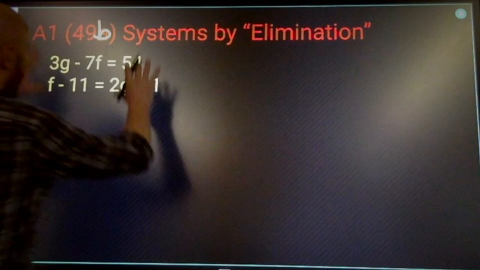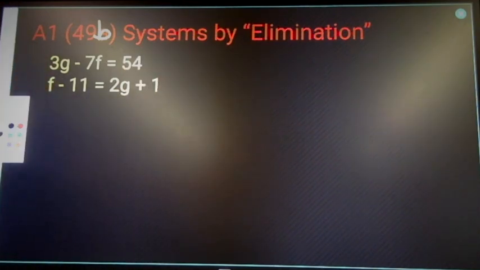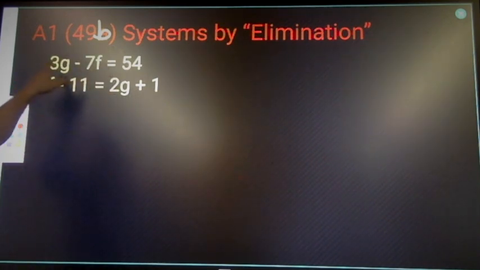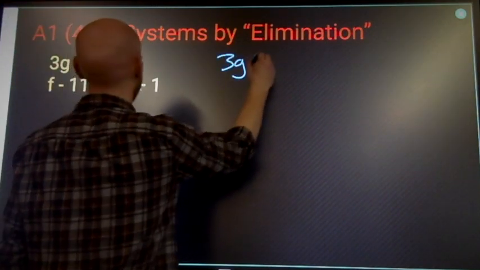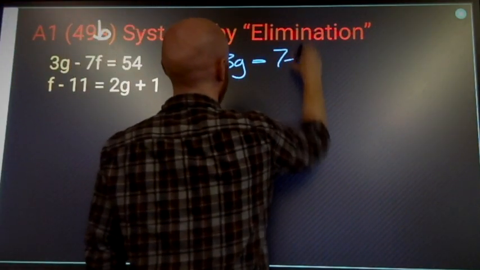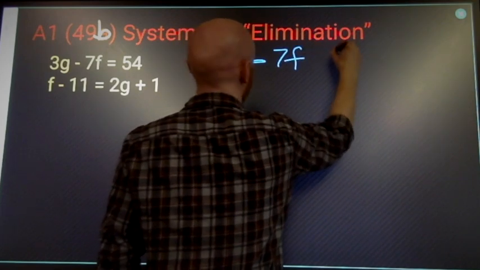All right, this is another one of those weird ones where stuff isn't really lined up like we might like it. I'm gonna rewrite things a little bit. I'm gonna leave this top equation as is. 3G's minus 7F's equals 54.